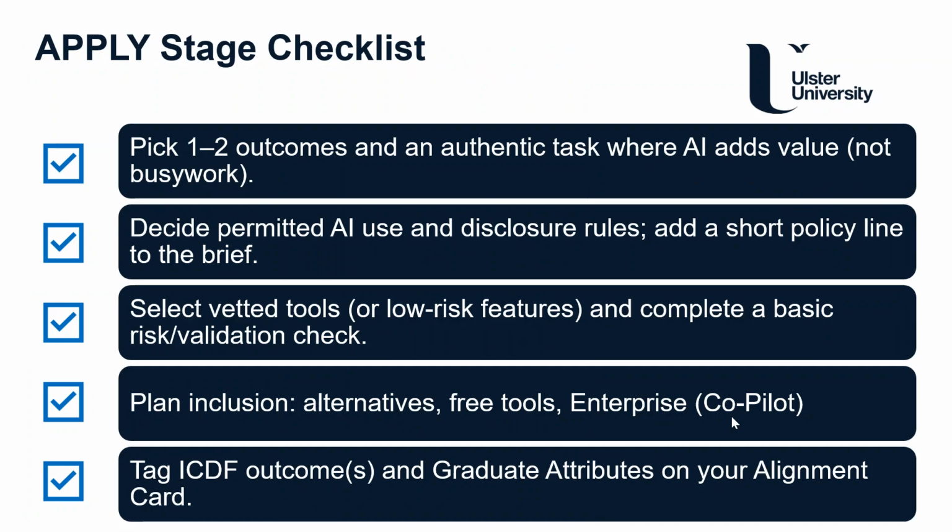So we don't want to do too much in a module, maybe pick one or two outcomes and an authentic task where AI actually adds value, not busy work. We want to decide permitted AI use and disclosure rules and add a short policy line to the brief, as well as obviously the main handbook. Select vetted tools or low risk features and complete a basic risk validation check ourselves. And then in terms of inclusion, do we have alternatives, free tools, or is there a solution that the university offers that we can leverage? So we want to tag the integrated curriculum design framework outcomes and the graduate attributes on our alignment card.